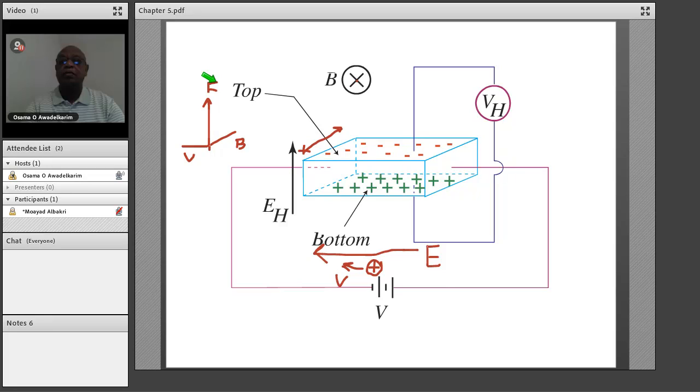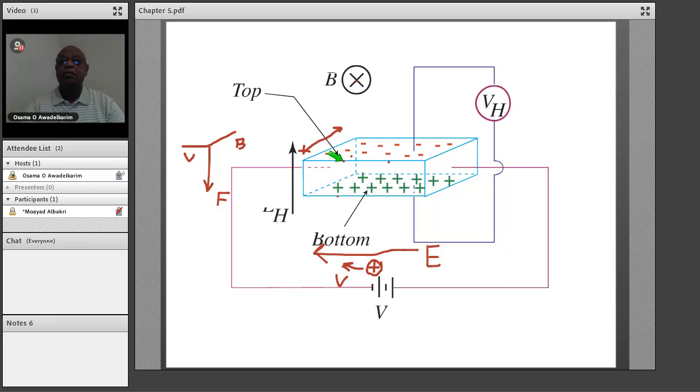Oh, sorry, I made a mistake here. Pardon me. If we do the right hand rule right, actually the force would be down here. That means the force will be pointing down, and so the force on a positive charge will point down. And so in this case, what we will have is the positive charge deflected towards the bottom of the semiconductor, the bottom face. The electrons that are negatively charged, opposite charge, will be deflected to the top.